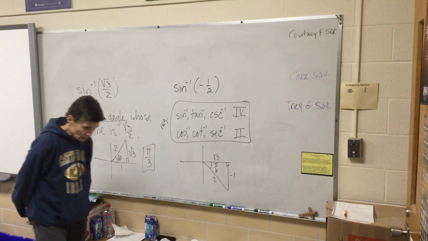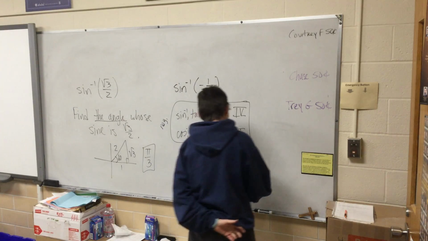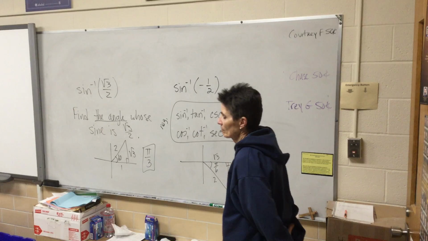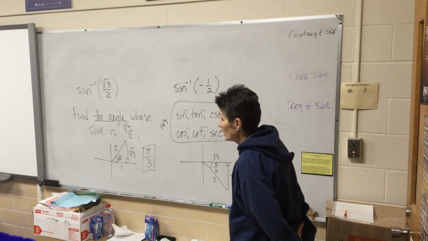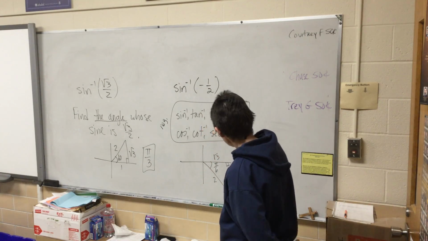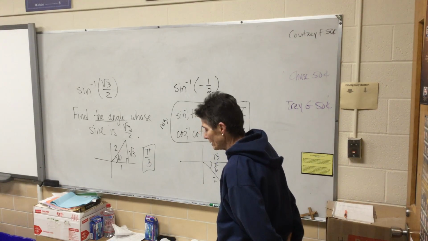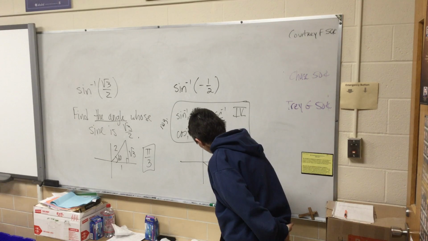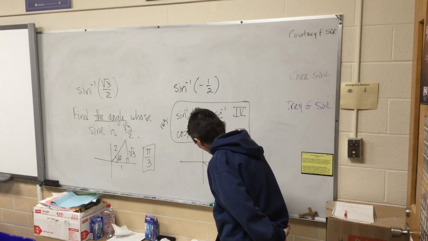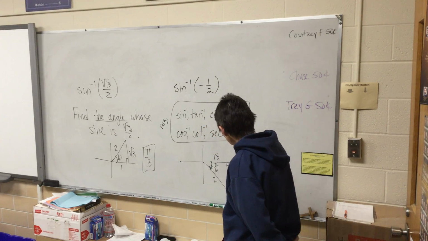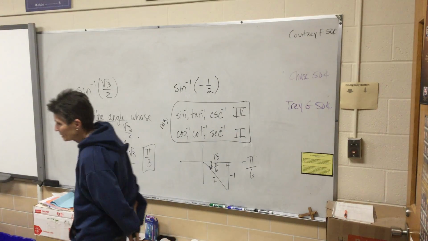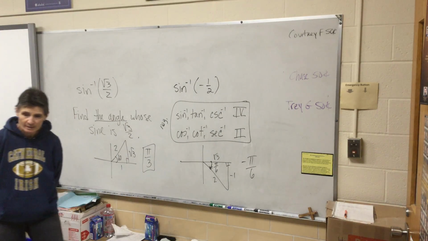Now, is pi over 6 the answer to the question? No, because pi over 6 would be in quadrant 1. 30 degrees is in quadrant 1. If you want this 30-degree angle down here in quadrant 4, you're going to have to say negative pi over 6. Negative pi over 6.